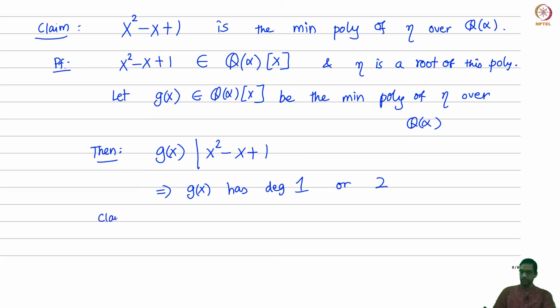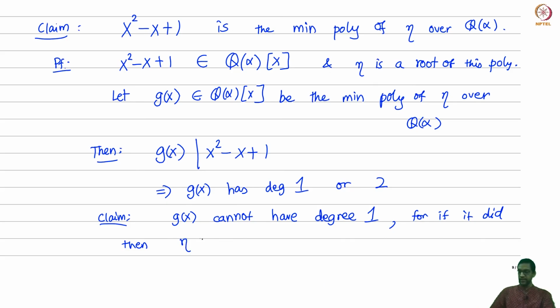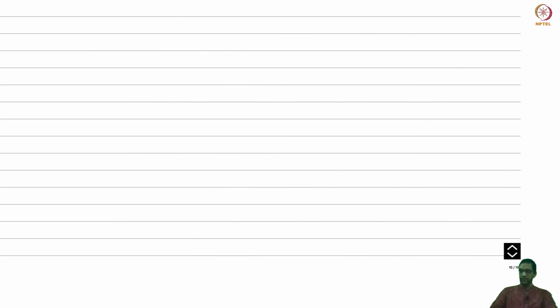Okay, so observe, claim: g(x) is not linear, it cannot have degree 1. For if it did, then what would it mean? It's a linear polynomial, and eta is a root of that polynomial. So g(eta) is 0 and g is a linear polynomial, right? Any root of a linear polynomial is in the base field itself. So this would mean that eta must have belonged to the base field Q(alpha), but this is not possible. Why? Well, because Q(alpha) is a subset of the reals.